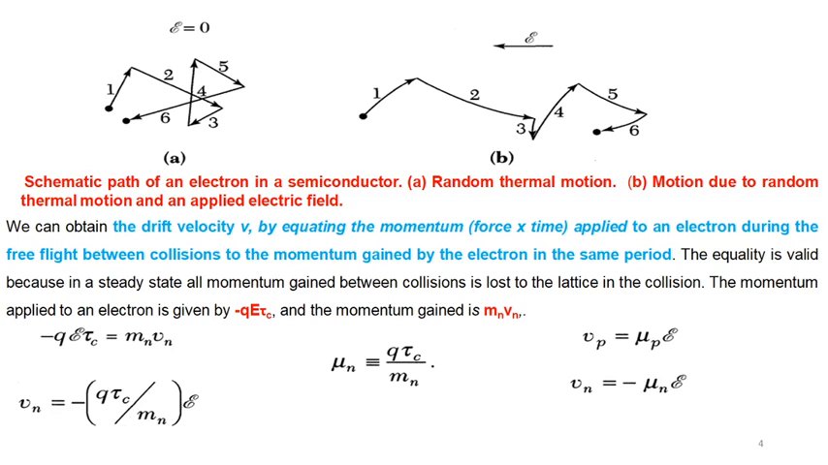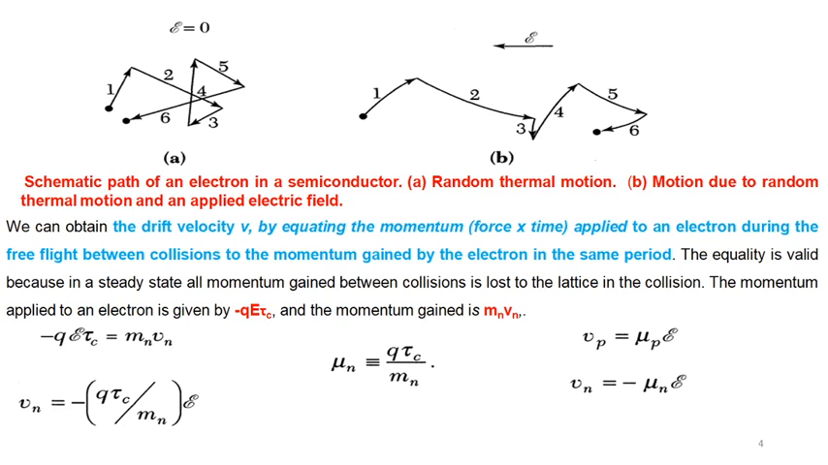Then we can rearrange this equation and write it in terms of velocity: Vn is equal to minus q tau c divided by mn, into E. This gives us a new quantity called the mobility, and mu n, the mobility of electrons, is equal to q tau c by mn. Then we can also write this equation in terms of the mobility.